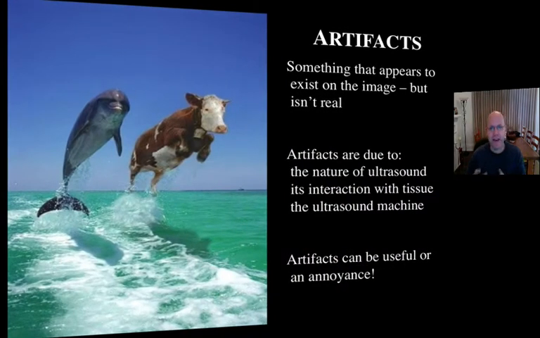Now, ultrasound artifacts are something that appear on the image that you get, but they're not really a true representation of what's going on in the tissue underneath. And they're due to a number of things. One's the nature of ultrasound. The next is the way that ultrasound interacts with the tissues. And the third is the way the ultrasound machine works and interprets the returning echoes.